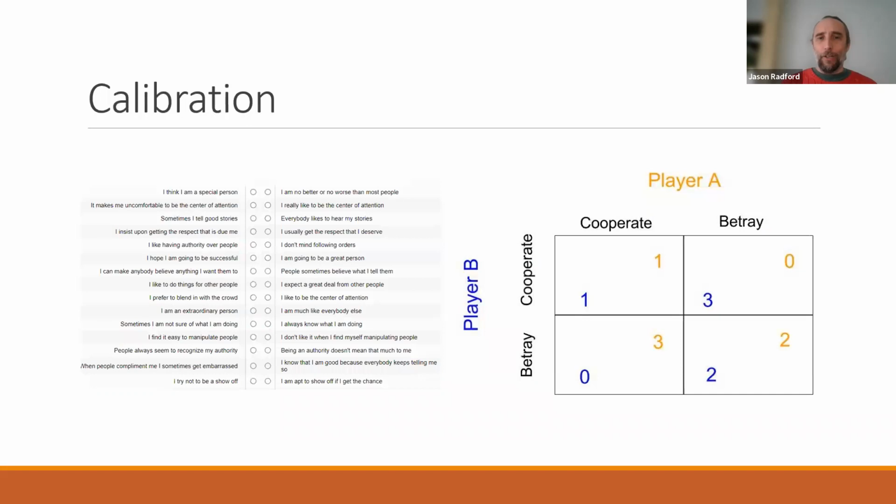The last thing is calibration, or another reason is calibration. On the left-hand side, we have questions from the narcissism inventory. And on the right-hand side, we have this prisoner's dilemma. Right. So the question is, how narcissistic do you have to be to dominate with a betray response or a cooperative response? What's the sort of scale relationship?